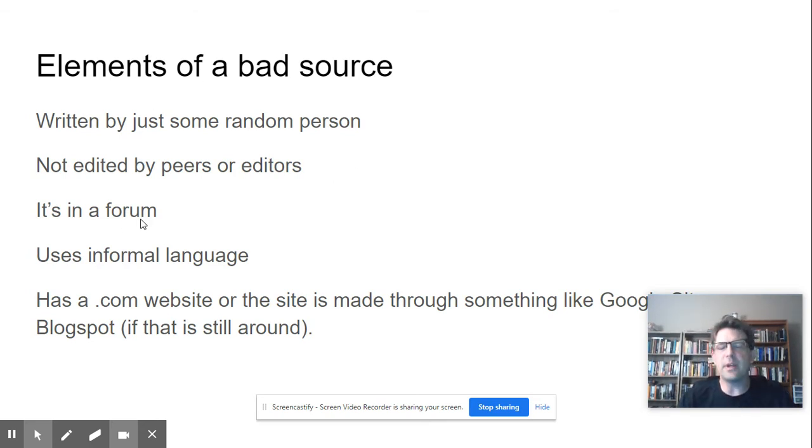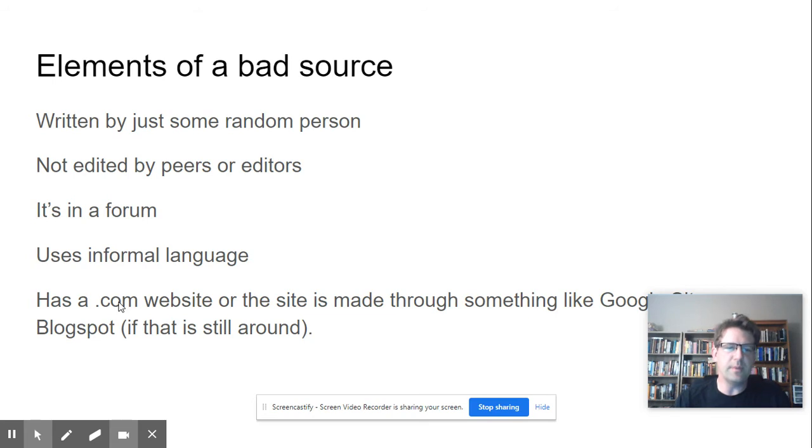If it's in one of these forum type things where you're typing and you're interacting with people, that's no good. If it's somebody who uses informal language, certainly bad language, but if they're using just common everyday language, that's a bad sign. When you're writing for a newspaper or for an academic journal, you're using a formal style of English. Formal style of English means that you're paying attention, you're caring about things, and that you are in a community of people who are caring about facts and so on.